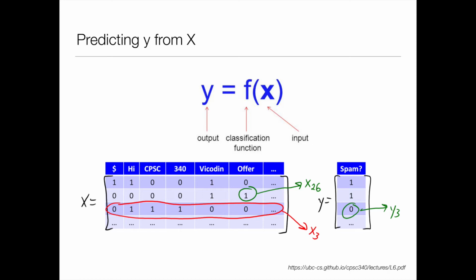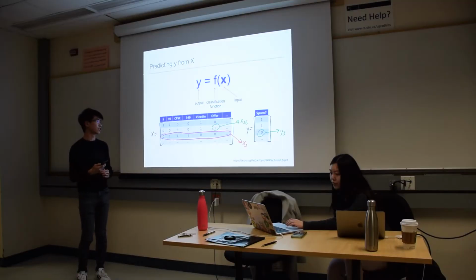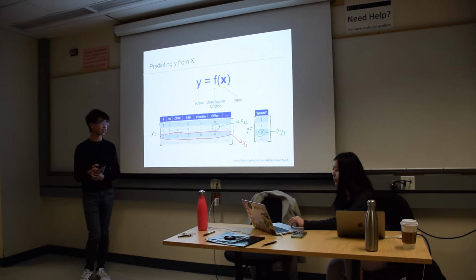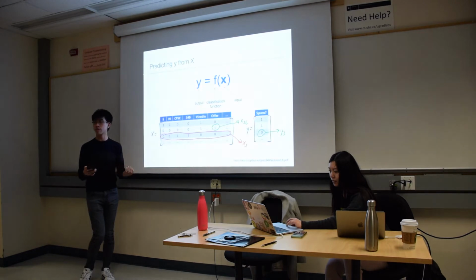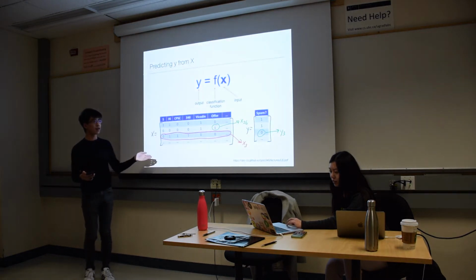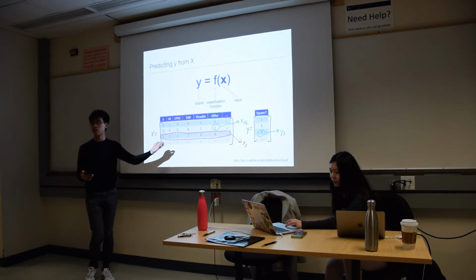You have some input data X, usually in the form of a matrix like this, and you want your model to spit out some output Y. This is an example taken from Computer Science 340 slides. So we have an email, and we have a bunch of words in the email, and we want to detect whether that email is spam or not. So this is what's known as supervised learning. We have a bunch of data, and we've labeled it whether it's spam or not.